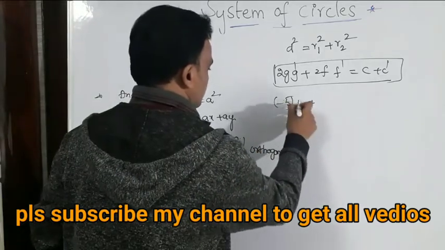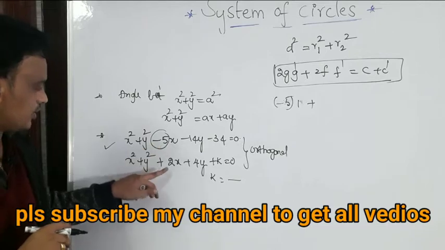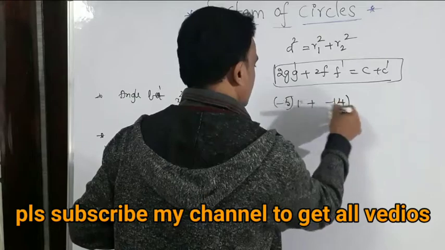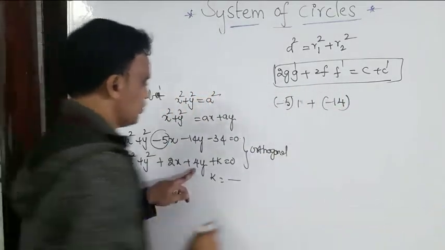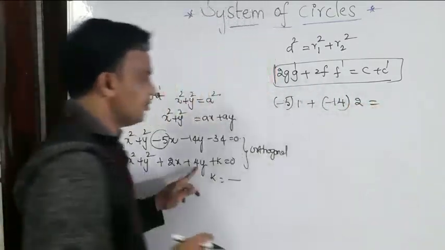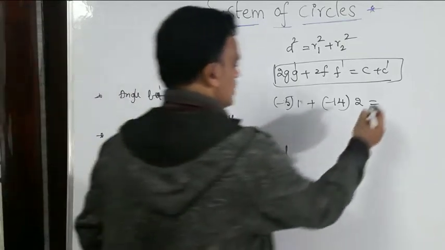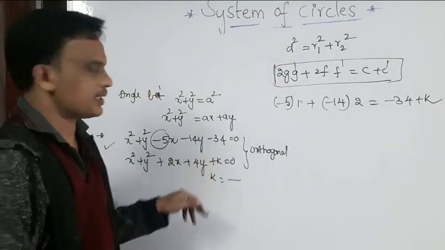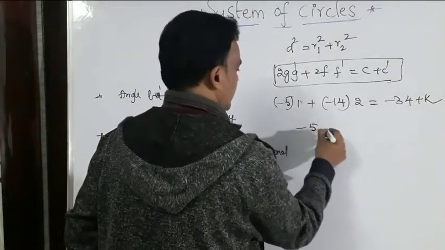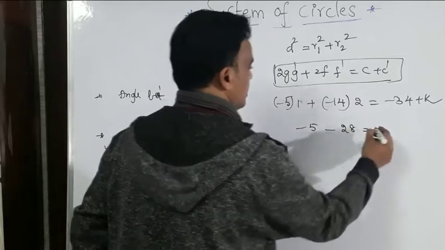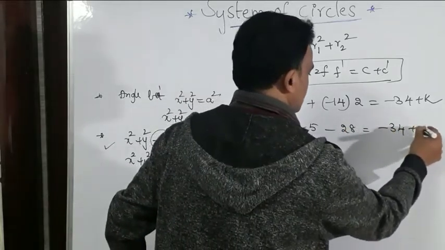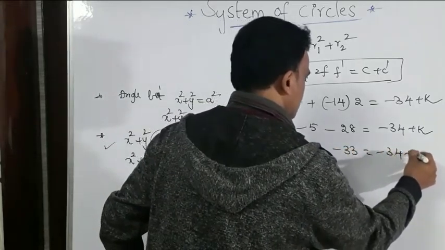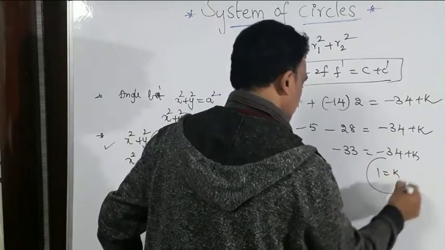Okay, not 2, it is 1. It is 2g into g dash, which is 1 only. And 2f is minus 14 into f dash value 2 equals c plus c dash. What are the constants? Minus 34 plus k. So minus 5 minus 28 is minus 34 plus k. So minus 33 is minus 34 plus k, and k value is 1.